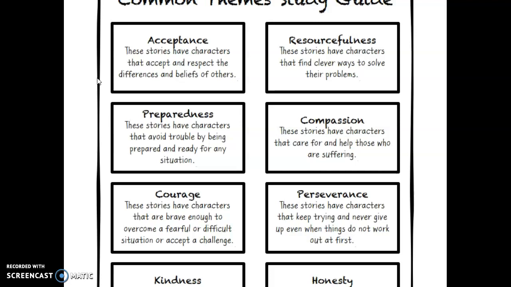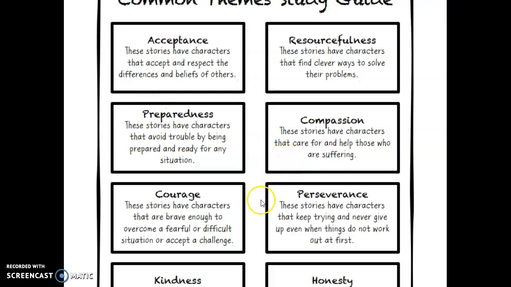3. Preparedness. These stories have characters that avoid trouble by being prepared and ready for any situation. Think about the 3 little pigs and how that third pig built his house out of bricks. He was prepared. Compassion. These stories have characters that care for and help those who are suffering. Courage. These stories have characters that are brave enough to overcome a fearful or difficult situation or accept a challenge.